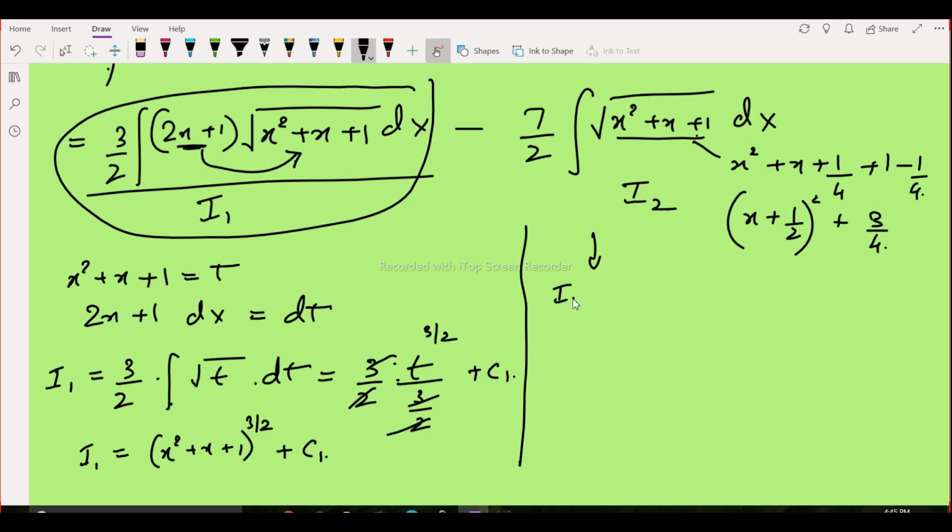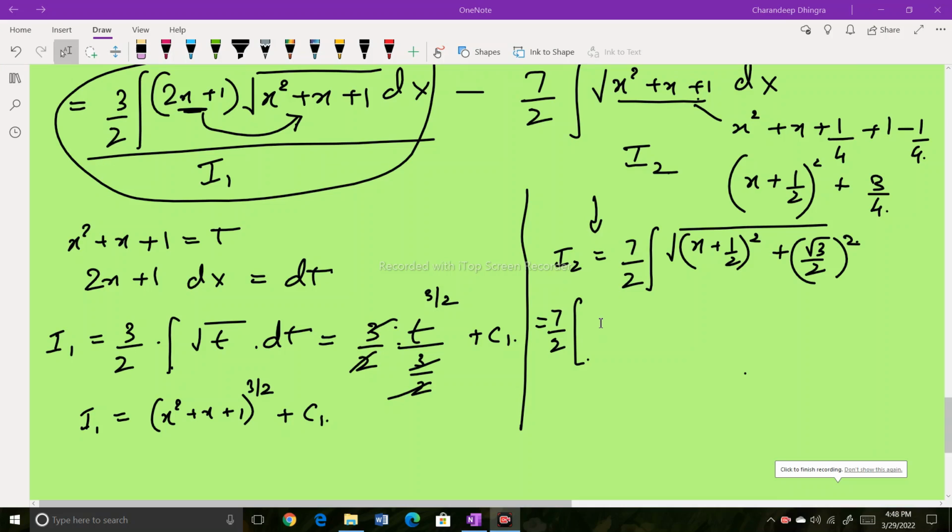So my I2 will be 7 by 2 integration of square root of x plus half the whole square plus root 3 by 2 the whole square. So this is square root of x square plus a square. So now we'll just apply the formula. So 7 by 2 will be outside. What is the formula? The formula is x by 2, so x here is x plus half. So I'll write 1 by 2 times x plus half.